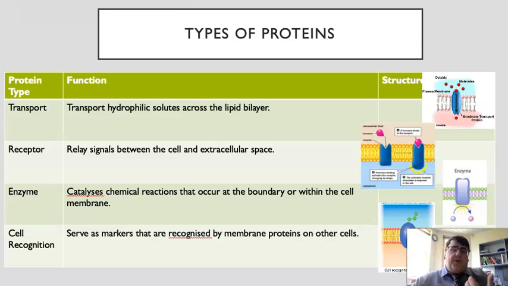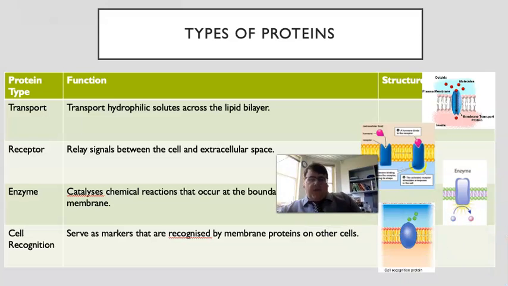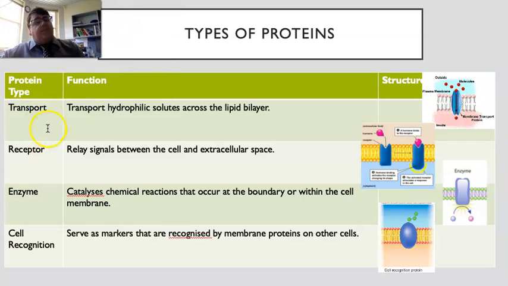So, continuing on with the types of proteins. There's 4 different types of protein, or 4 different functions that proteins do. So 1, there's transport proteins. They're going to transport hydrophilic solutes across the lipid bilayer, so we're talking things like channel proteins like you drew in your diagram. Receptor proteins relay signals between the cell and the extracellular space, like your glycolipids.